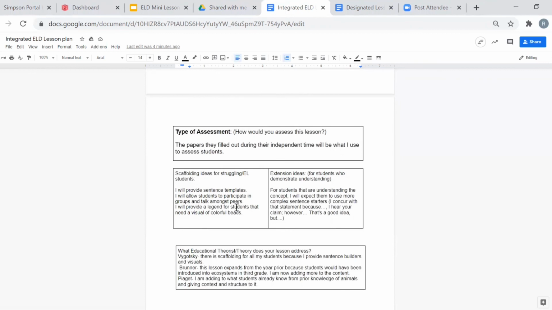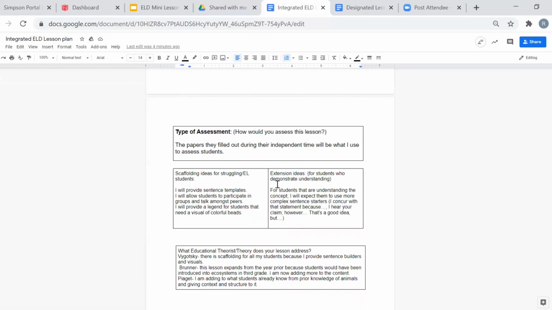And then I will allow students to participate in groups and talk amongst peers, which will help some students feel like they can participate if they are within groups and their peers rather than speaking just to the class. And I will also provide a legend for students that need a visual of colorful beads. As I explained, each bead represents a different color and a different animal. Therefore, my scaffolding will be that I will provide a legend for each student. That way, each student understands what is expected.